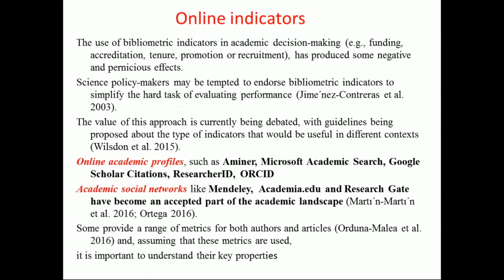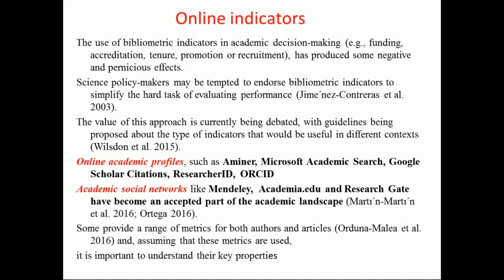There are online indicators. The use of bibliometric indicators in academic decision making, funding, accreditation, tenure, promotion, or recruitment has produced some negative as well as positive effects. Science policy makers made an attempt to endorse bibliometric indicators to simplify the hard work of evaluating performance. The value of this approach is currently being debated, with guidelines being proposed about the type of indicators that would be useful in different contexts. These are the views of the person Wilson stated.